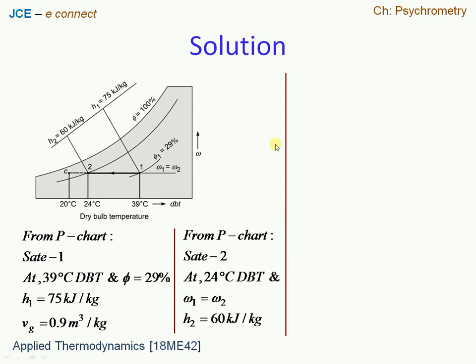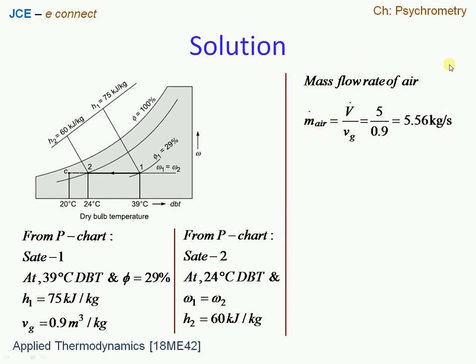So we have an equation here: mass flow rate of air is equal to the volume flow rate divided by specific volume. The volume flow rate is given to us as 5 meter cube per second, and the specific volume is extracted from the psychrometry chart as 0.9 meter cube per kg. Upon solving this, we arrive at 5.56 kg per second. This is the mass flow rate of moist air.